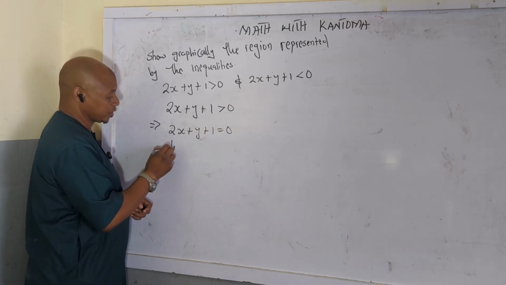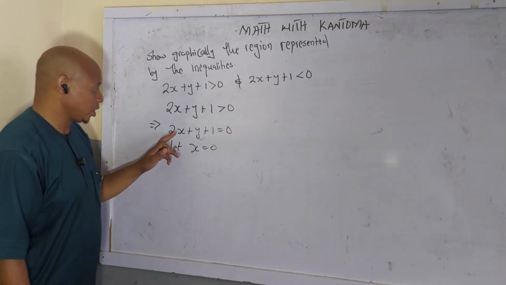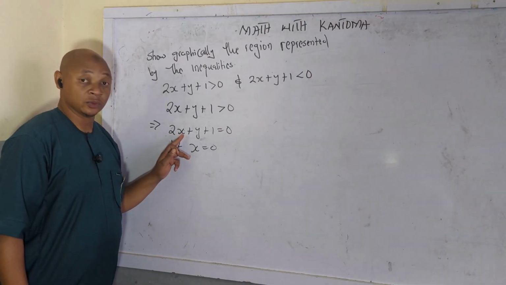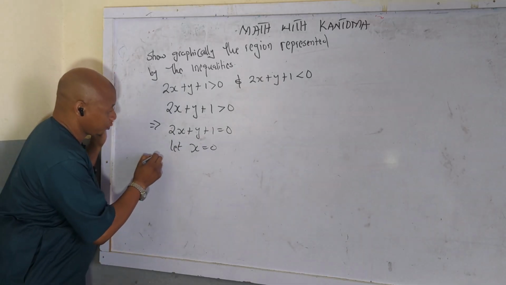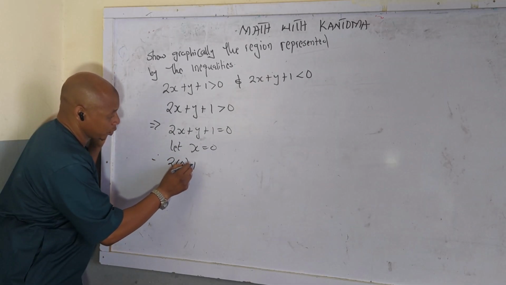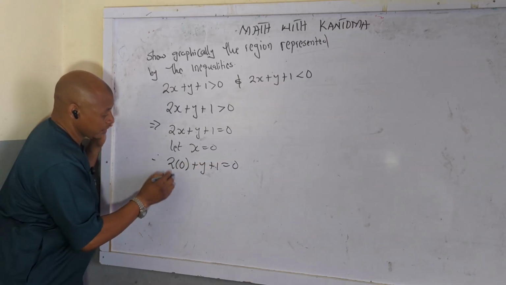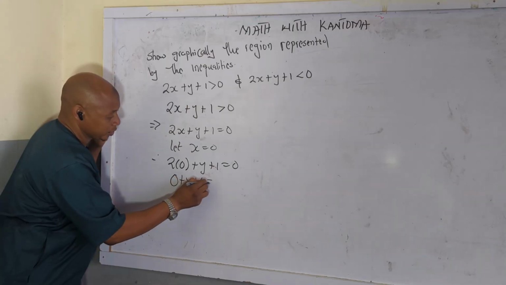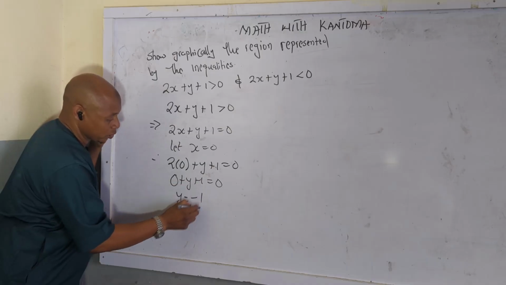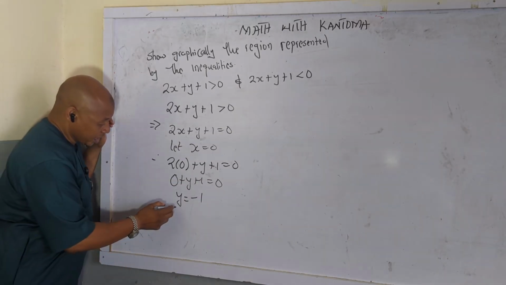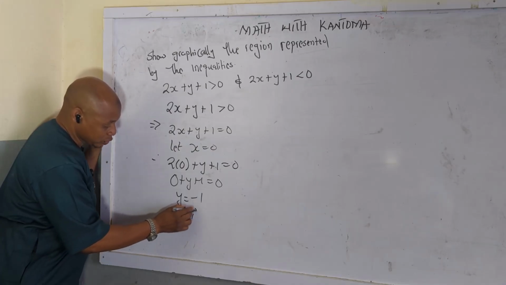equal to 0. So we'll let x be equal to 0. Substitute the value of x in this equation to find the corresponding value of y. Therefore, 2 times 0 plus y plus 1 is equal to 0. So 2 times 0 is 0, we have 0 plus y plus 1 equals 0. Making y the subject, y will be equal to minus 1. So when x is 0, the corresponding value of y is minus 1.